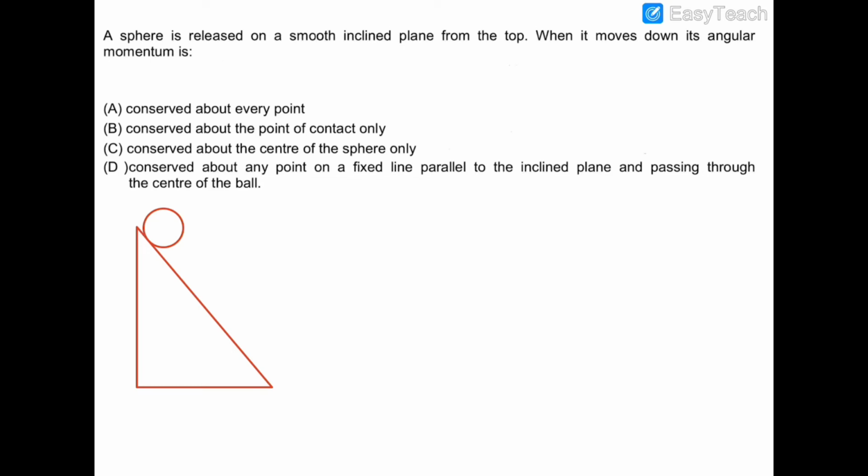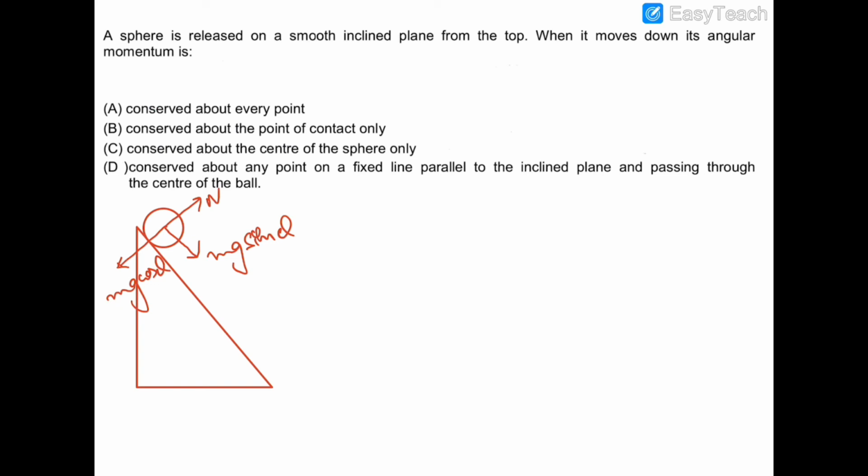In this question, it is given that a sphere is released on a smooth inclined plane from the top, and when it moves down, its angular momentum will be. So when this sphere moves down, a force of mg sin theta will act on it. This will be the normal reaction, and this will be mg cos theta. There would be no friction acting on this sphere, because this inclined plane is frictionless.